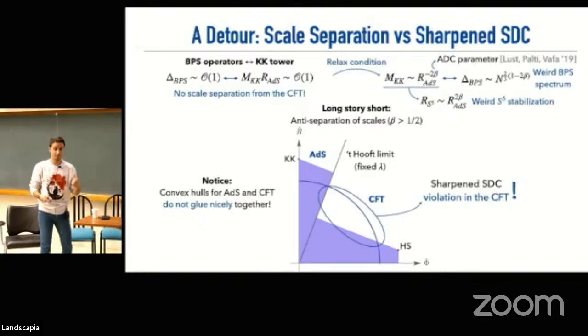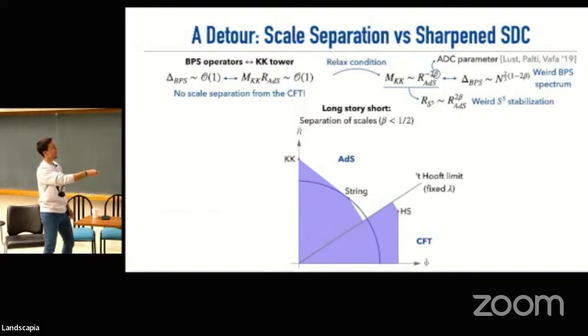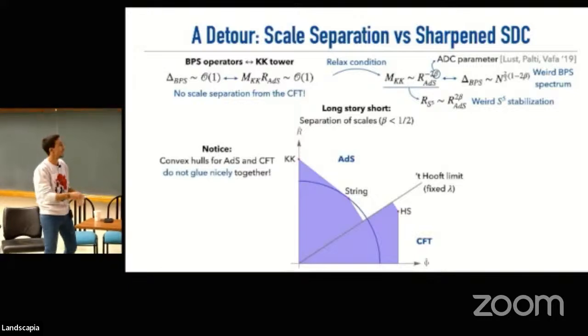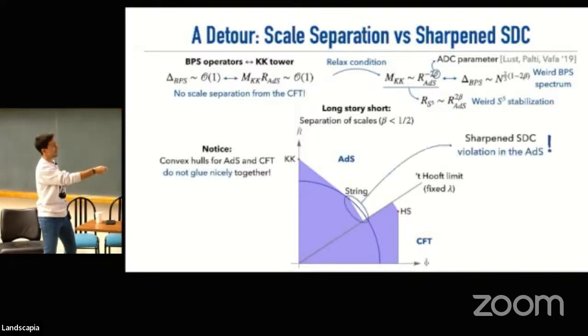What if I do the same, but now for a scale separation? Now I take beta to be smaller than half, and then I have to include the string because it's becoming relevant, or it was not relevant, and I find essentially the same. Now what I find is that again, the convex halves don't glue together, which is quite pathological. And second, that I again find a violation of the sharpened distance conjecture, but now it's in the bulk.